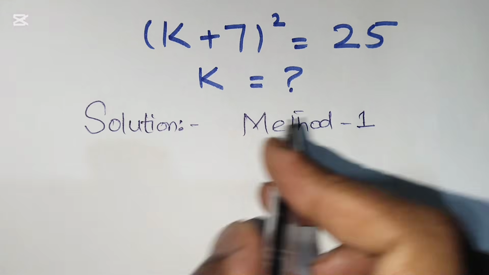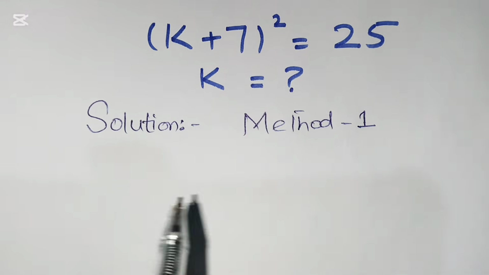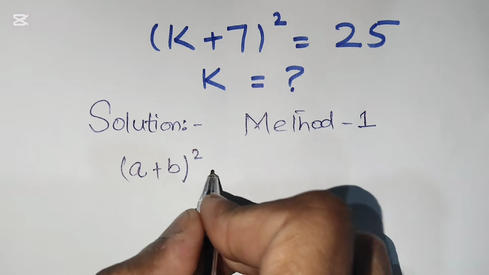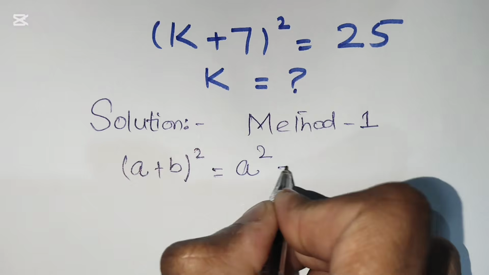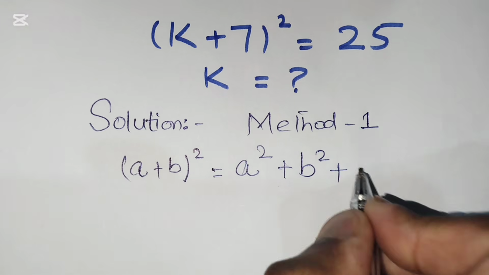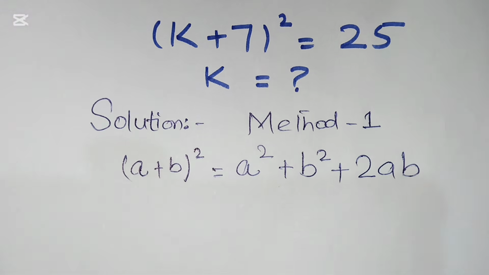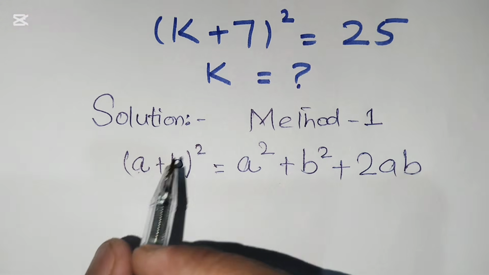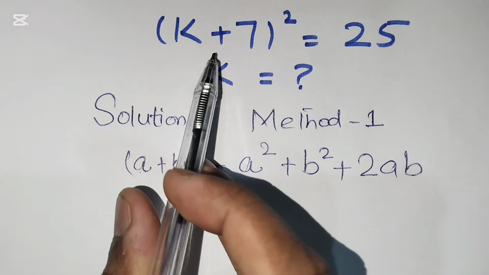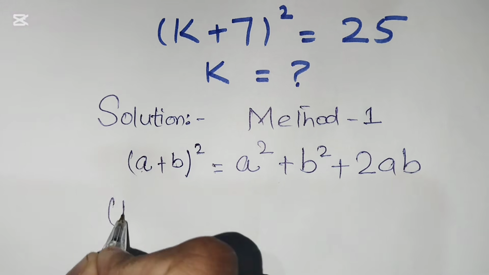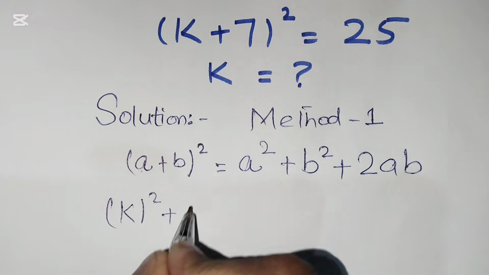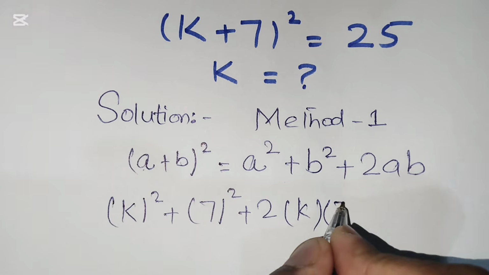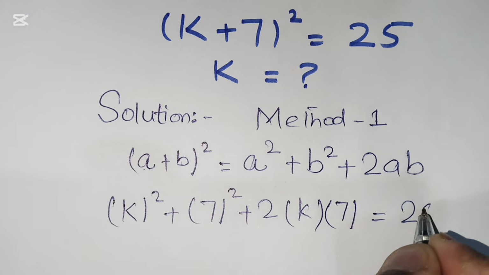In method 1, on the left side it is (a + b) whole square. We know that (a + b) whole square is equal to a square plus b square plus 2 into a into b. In our case a is k and b is 7, so we will put this formula on the left side. It will be k square plus 7 square plus 2 into k into 7 is equal to 25.